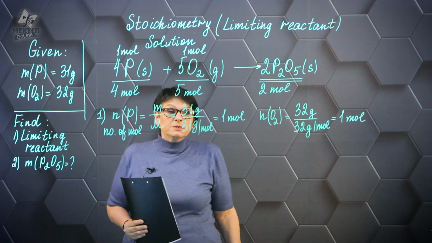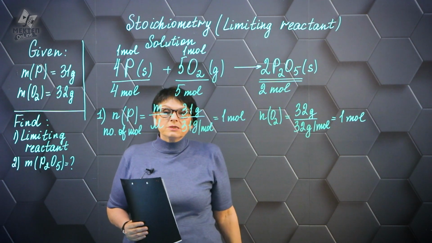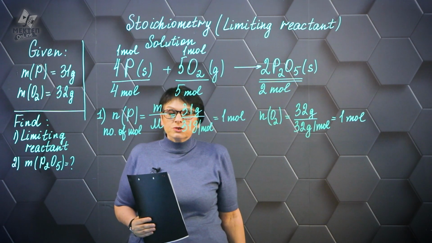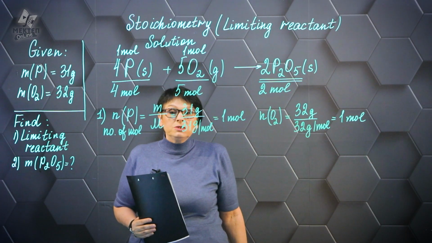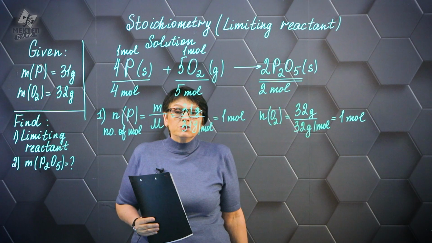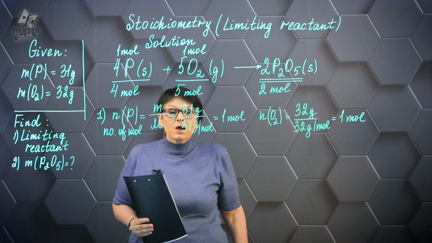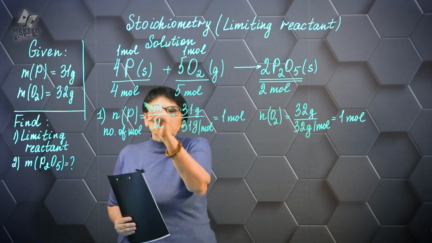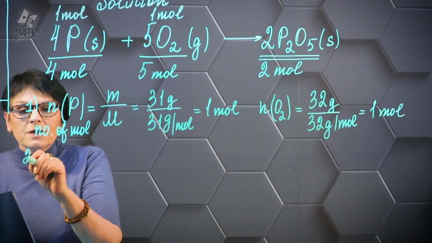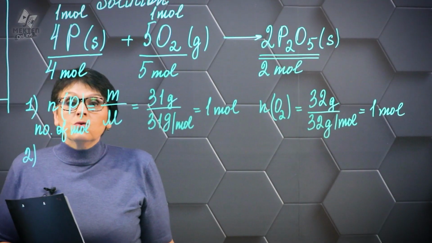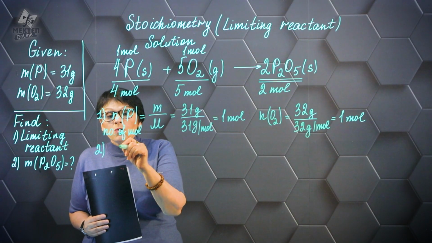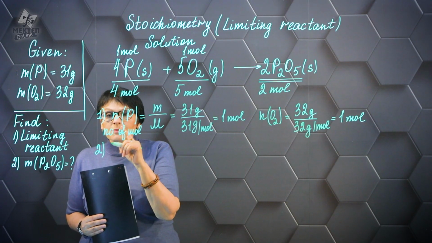Formally, look what picture it turns out. We have the number of moles of each of the reagents, 1 mole each. It would seem that we could say, yes, their number of moles is the same, and it means that neither of the substances is taken more or less. They are taken in equal amounts, but it is not so. The fact is that our substances react in certain mole ratios. Then we have to establish which substance is taken more than is required.